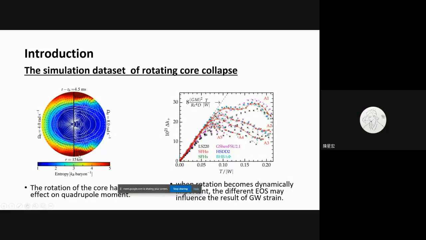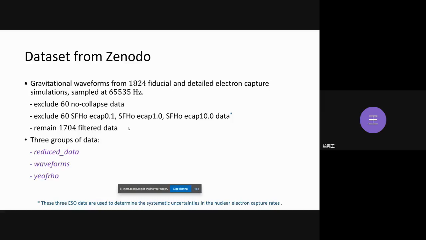Hello. Okay, yes. So in this page, the left one, we can know the rotational. This is the quadrilateral momentum. The left part is the smaller rotation and the right part is the upper rotation. So we can know the rotation has a significant effect on the quadrilateral momentum and influences the gravitational wave. Okay, so I give to my partner.